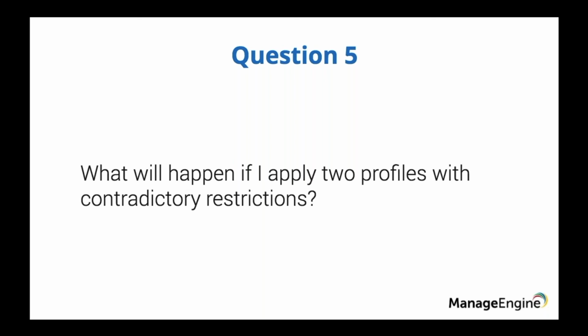Now for the last question, what happens in case I apply two profiles with contradictory restrictions? Assume you have distributed two profiles to the devices, one which enables camera and one which disables camera. First, you distribute the profile that disables camera, and then you immediately distribute another profile that enables camera. In case of iOS and Windows, the most secure combination is taken, which means that the camera will be disabled even though the profile with the camera being enabled was distributed.